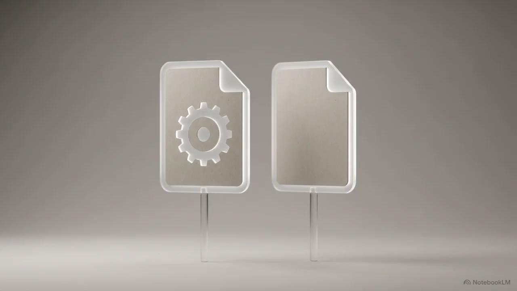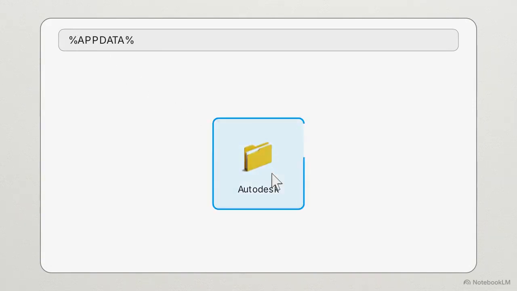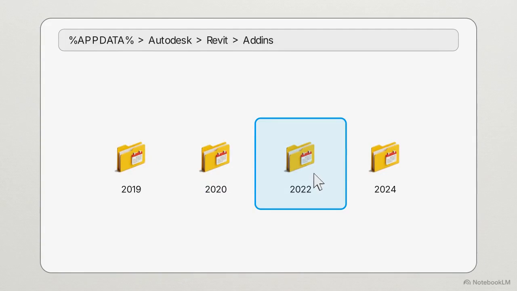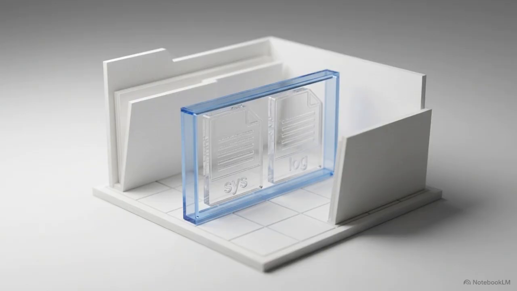You will need the two critical payload files you downloaded: the add-in manifest file, which ends in .addin, and the plugin assembly file, which ends in .dll. Open Windows File Explorer. Click the address bar and type the hidden system variable, %appdata%. Hit Enter. From there, navigate through this exact sequence: Autodesk, then Revit, then Addins. Finally, open the folder matching your specific Revit year. Paste your two payload files right into this folder.